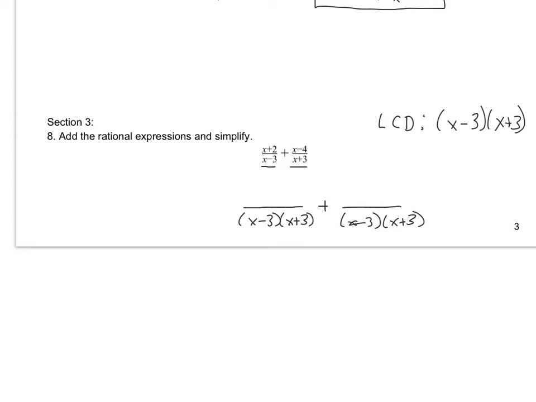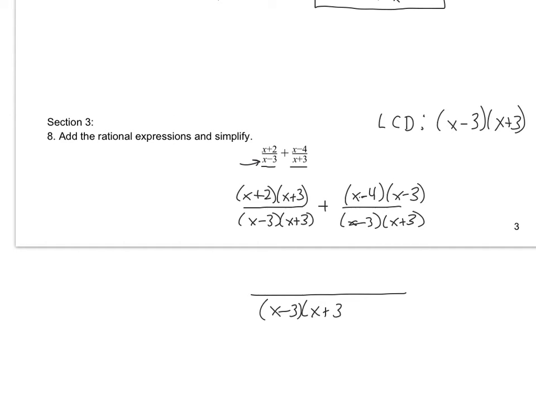In the first one, I already have an x minus 3, but I don't have an x plus 3. So I'll add an x plus 3 on the top as well. On the second one, I have an x minus 4 on top. On the bottom, I had an x plus 3, but not an x minus 3, so I have to put an x minus 3 there. We're just putting whatever's missing on the top. So now our common denominator will be (x minus 3)(x plus 3).